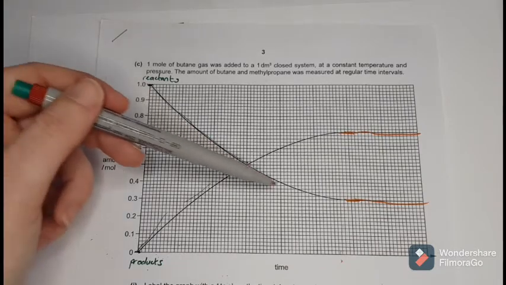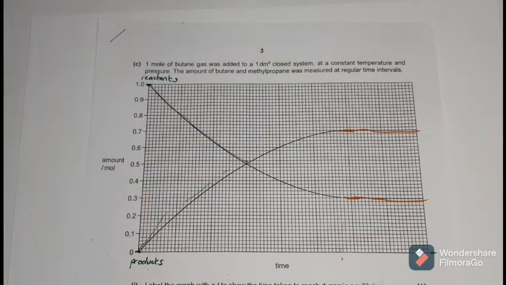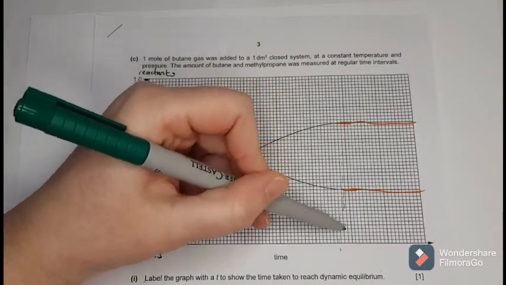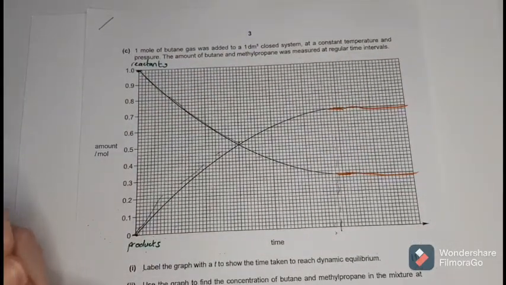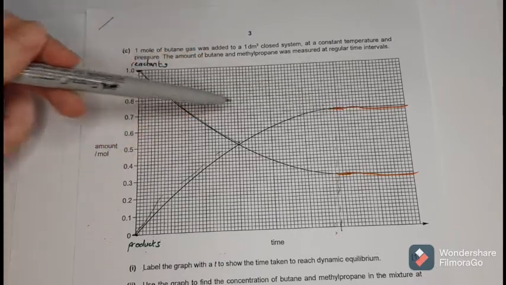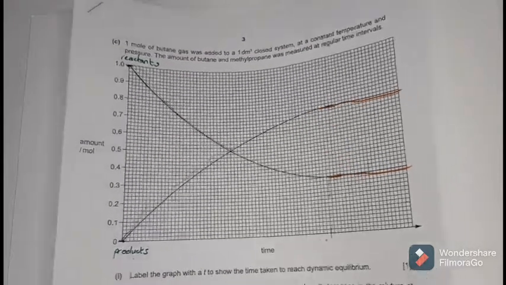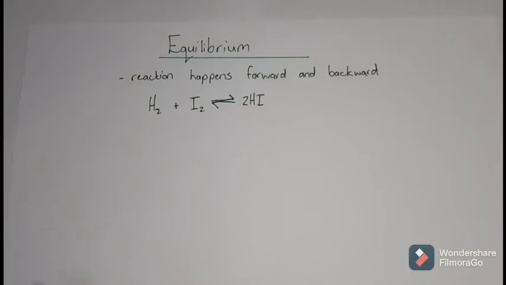The reactants would decrease till they get to a straight line, and the products will increase until they get to a straight line. So if you're given a graph like this, you are able to read off that point where equilibrium occurs, because it's as soon as they go straight, as well as the concentrations at equilibrium of your products and your reactants, because it's that point where they're leveled off. So that's what we're going to see in an equilibrium graph.